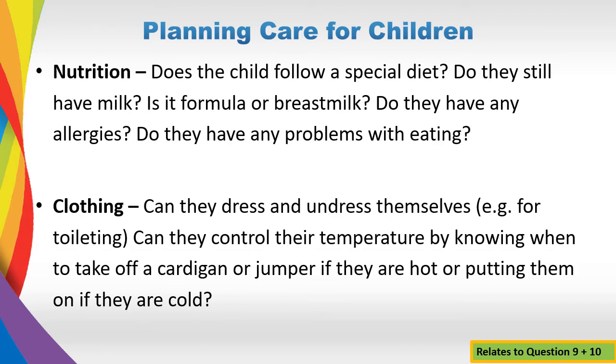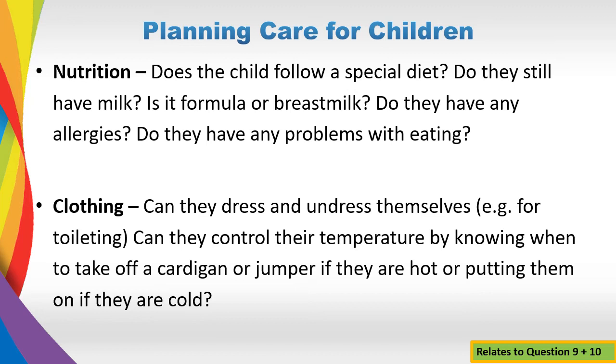So when we're planning the care, we're looking at the individual. We'll look at nutrition. Does the child follow a special diet? Do they still have milk? Is it formula milk or breast milk? Do they have any allergies? Do they have problems with eating? All these are really important. You need to find these out. Like we've talked about before, we involve the parent or the carer and we involve the child as well. We'll find out as much information about the nutrition and their requirements to put in their care plan.